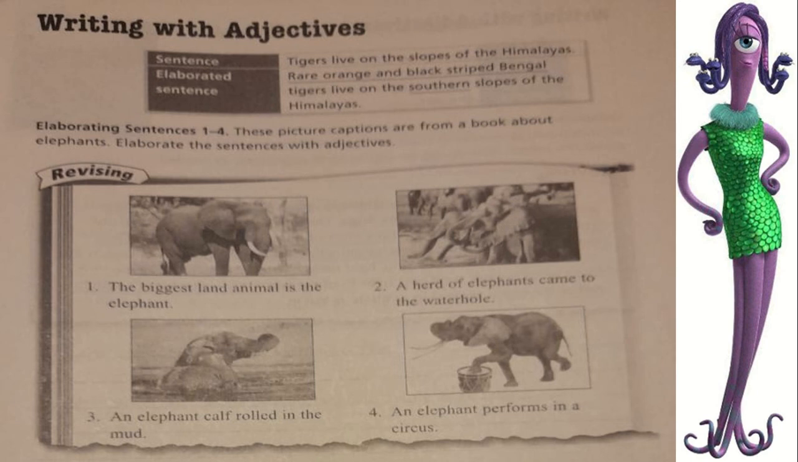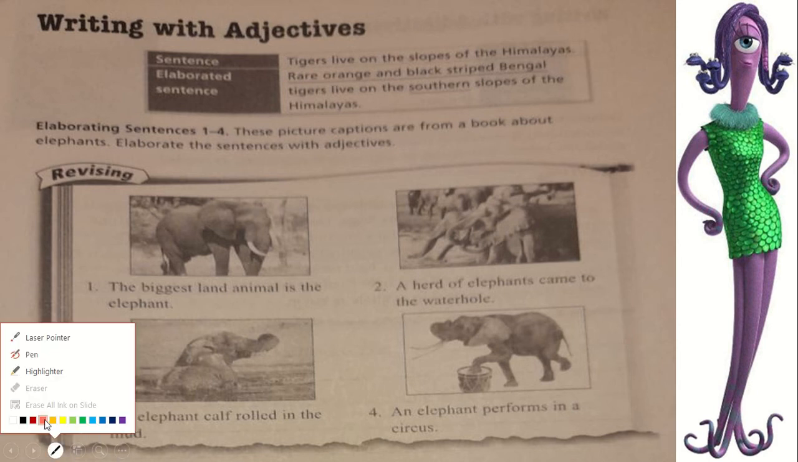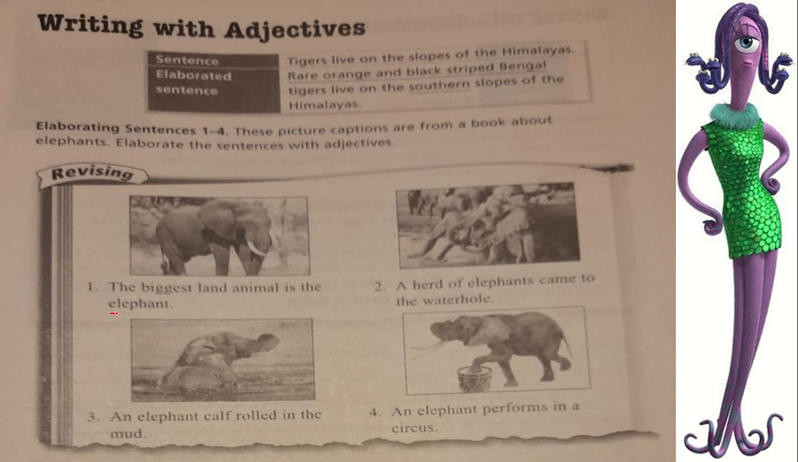We will do the same with sentence one. It says, the biggest land animal is the elephant. So that means that we can describe the elephant. Even though the sentence says the biggest land animal is the elephant, you can say the strong elephant, the huge elephant, the African elephant. Okay, so I want you to describe the word elephant. Let me have a pencil. I will underline for you the word that I want you to describe. In this case, you have to write adjectives before elephant.